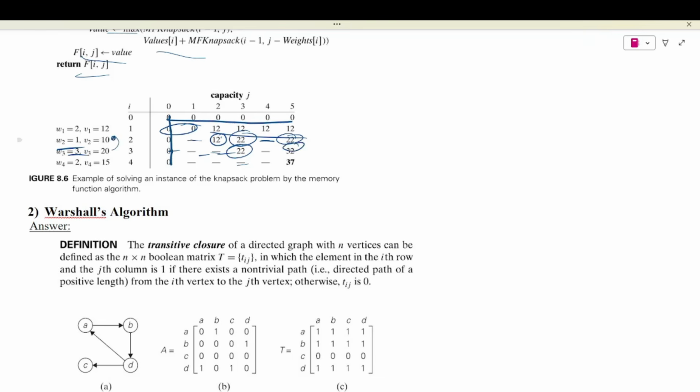Again you keep 32. Here also you leave two spaces, but diagonally, and if you add 32 and 15, you will be getting 37. That is how this works by memory function.